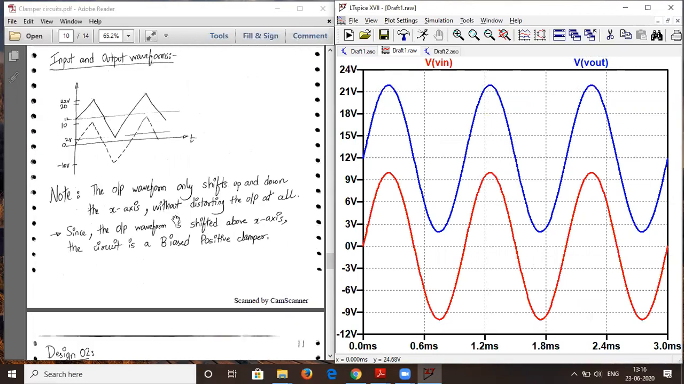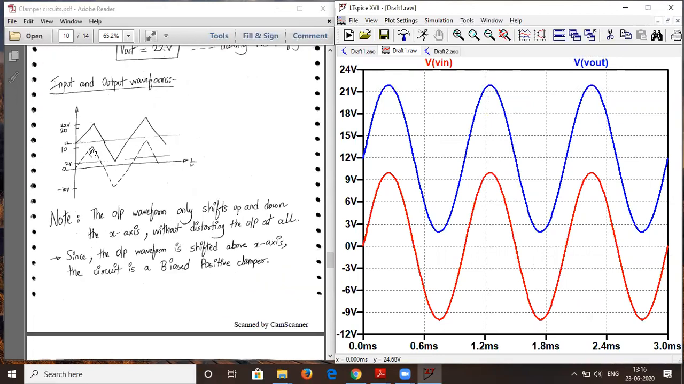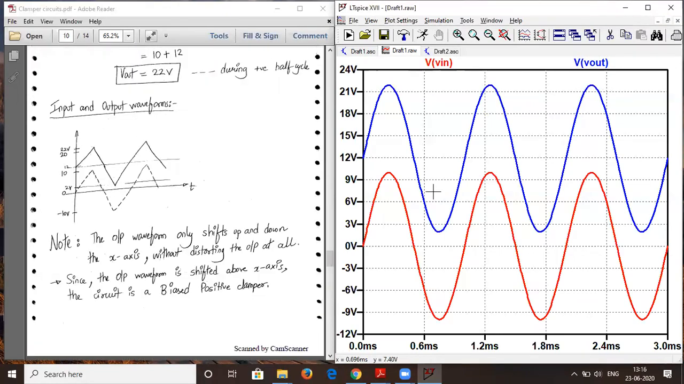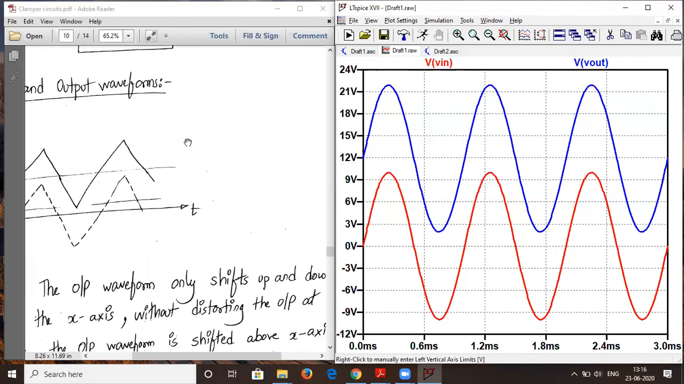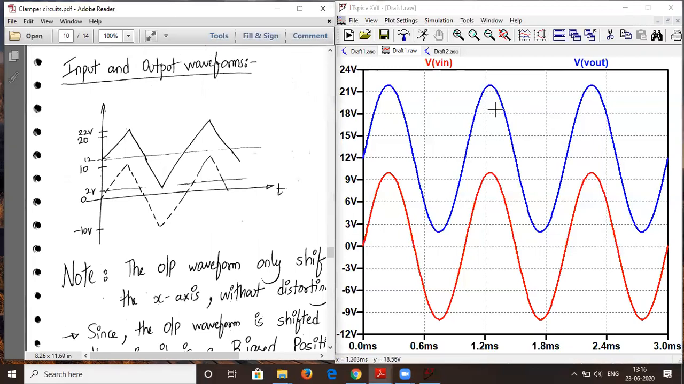So similarly, you can observe these waveforms. You can apply a triangular wave easily, not a problem, but the functionality remains the same. As you can see, any wave shape is just shifted up and down without changing the wave shape of the input signal. The output signal is producing the same sine wave but with a DC shift. As you can see, it's clearly clamping the waveform a little above.